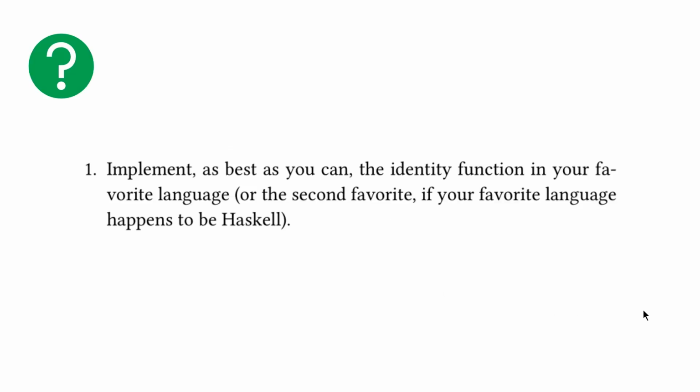This brings us to our second exercise, which reads: implement as best you can the identity function in your favorite language, or your second favorite language if your favorite language happens to be Haskell. As I mentioned before, my favorite language is APL, and therefore we'll be doing this in APL. Identity in APL is also one symbol, which is fantastic. So this is basically a no-op. In the monadic case, when you pass it a single argument, it just gives you that single argument back. I love APL. Life hack number 2.